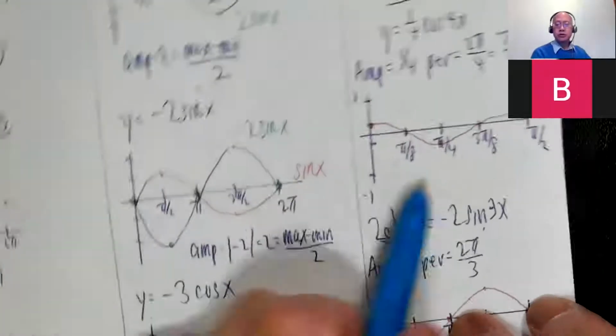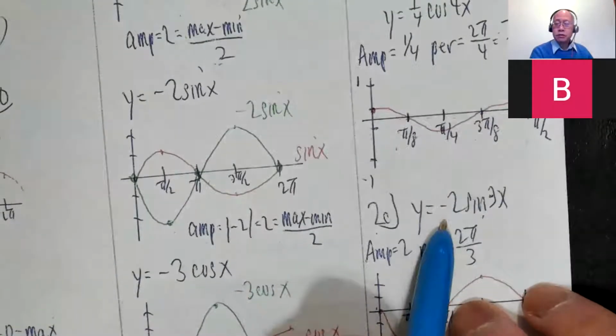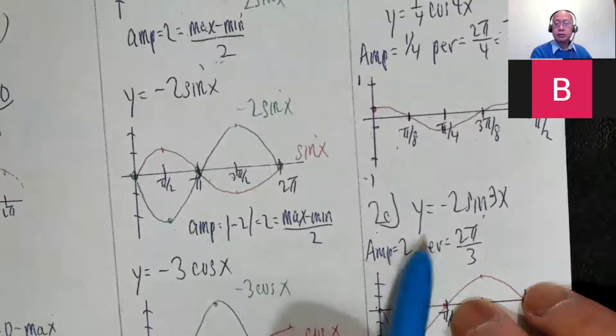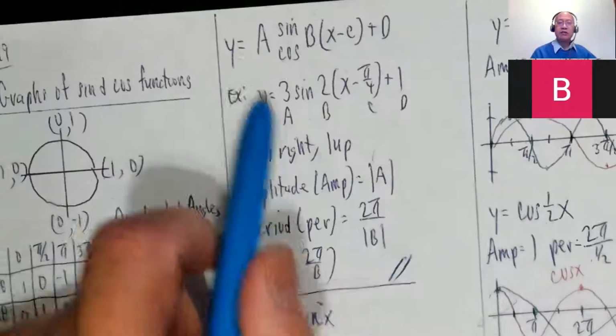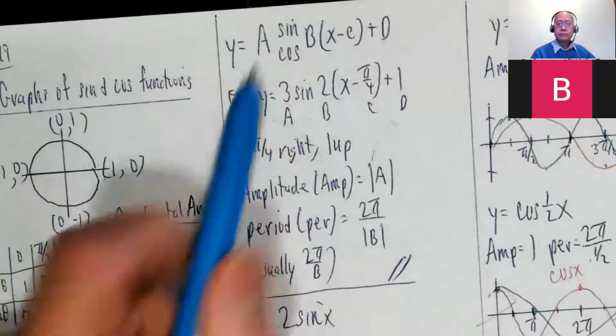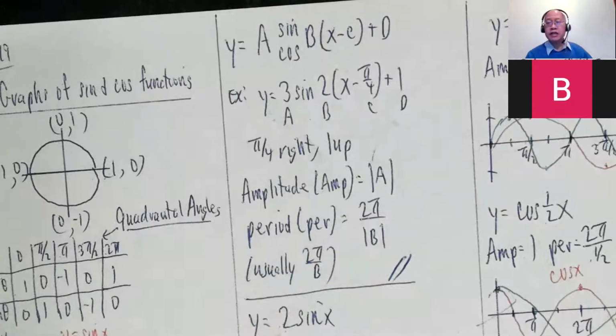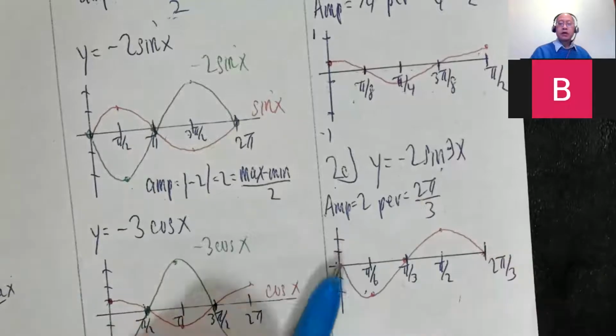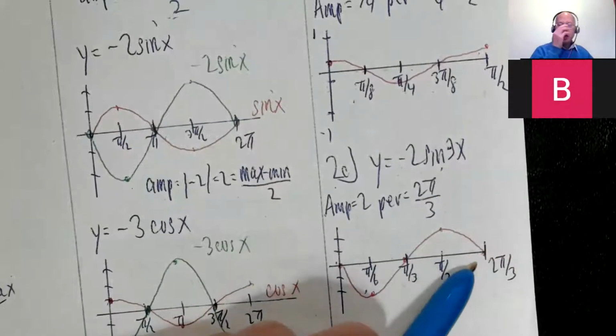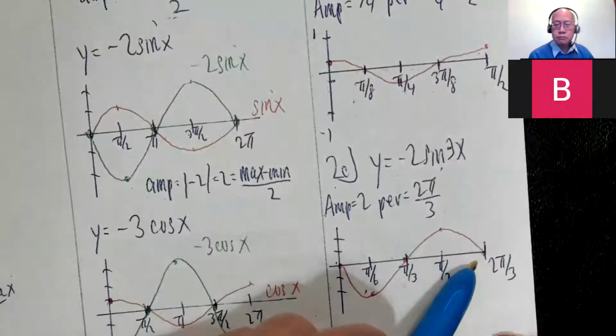All right, amplitude is 2. Amplitude is always a positive number. So if they give you a -2, just say the amplitude is 2. Following this formula, amplitude is the absolute value of A. And the period is 2 pi divided by B, 2 pi over 3. So I complete one full period after 2 pi over 3.